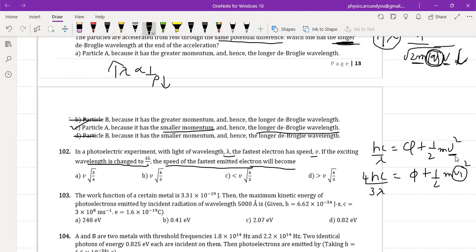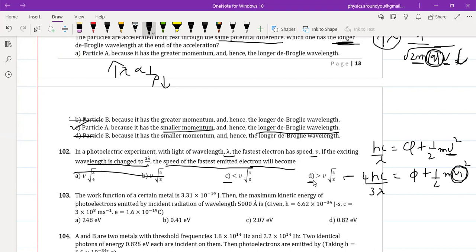However hard I try, I cannot eliminate lambda from these. I can simply subtract them. I can remove phi, the threshold function, but I cannot explicitly take or guess the form of V1 in terms of V. Therefore, I can eliminate options A and B, which give V1 in the form of V exactly. All I can do is try some sort of inequality. Is it less than v times square root of 4 by 3, or is it greater than v times square root of 4 by 3? Is this lesser or is this greater?